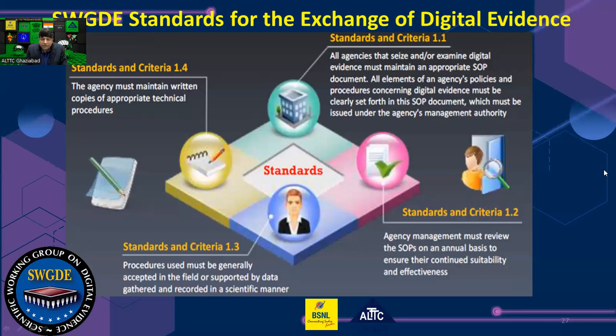Next is 1.2, the second standard criteria. Agency management must review the SOP on an annual basis to ensure its continued suitability and effectiveness. Next, procedures used must be generally accepted in the field or supported by data gathered and recorded in a scientific manner. Finally, the agency must retain a copy of the appropriate technical procedure. This is a standard for the exchange of digital evidence.